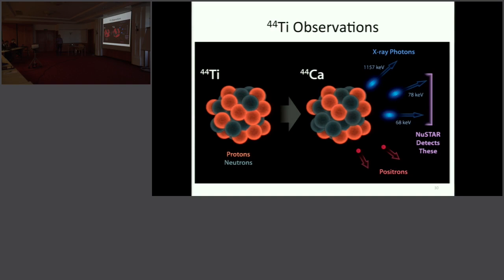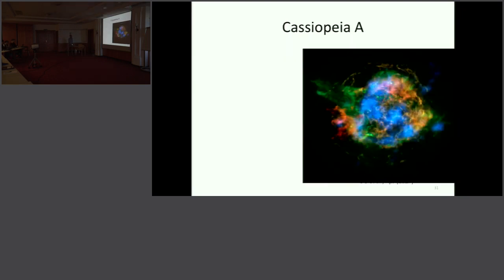There's an MeV gamma ray, 1.157 MeV, and then two hard X-ray photons, one at 68 keV and one at 78 keV. NuSTAR was designed to detect these two photons, so it's ideally suited to go look for the titanium in supernova remnants. Here's the Cassiopeia A remnant.